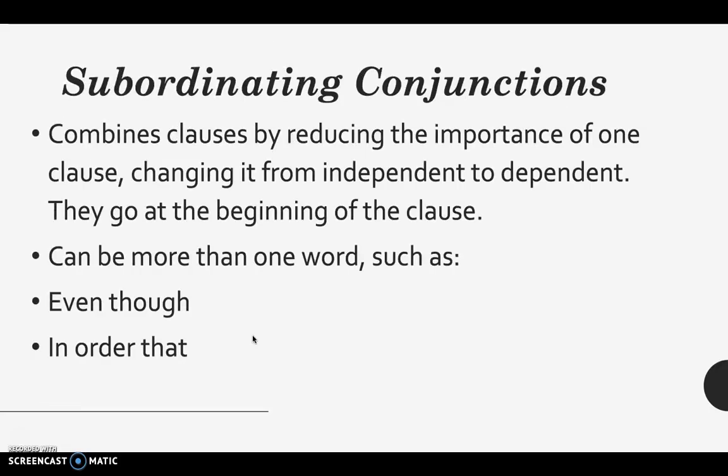But moving on, the second kind of conjunction is the subordinating conjunction. I'd say these are the trickiest. The subordinating conjunction combines clauses by reducing the importance of one clause, changing it from independent to dependent. And they're always at the beginning of the clause. The other thing to add is sometimes these are more than one word, like even though or in order that, and I'll give you a list further on down here.